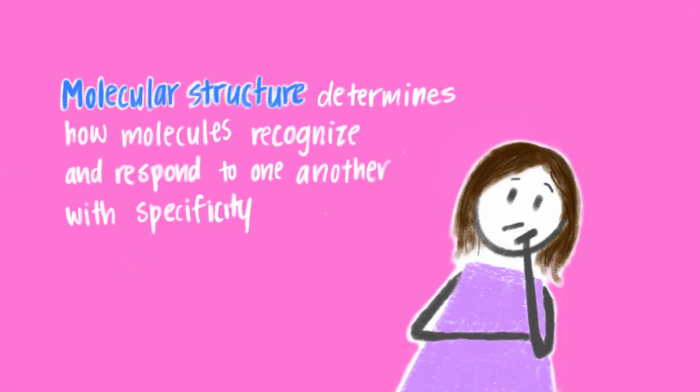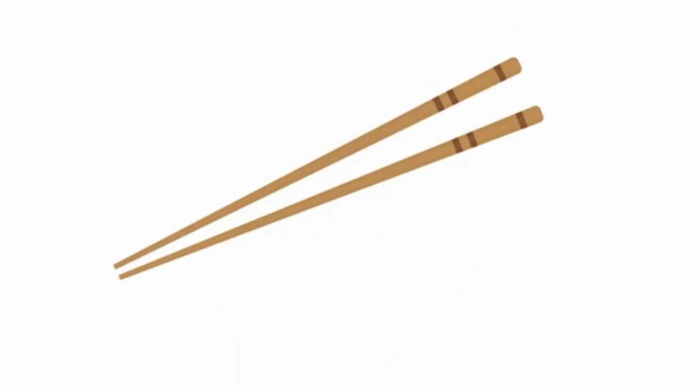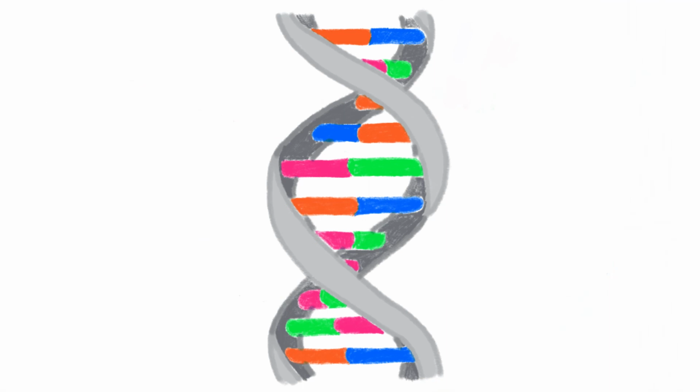A core biological concept is that structure determines function. What I mean by this is that molecules are able to perform their jobs because of the shape that they are formed into. Just like why you can eat cereal with your spoon, but not with chopsticks. So let's take a look at how DNA is structured first.